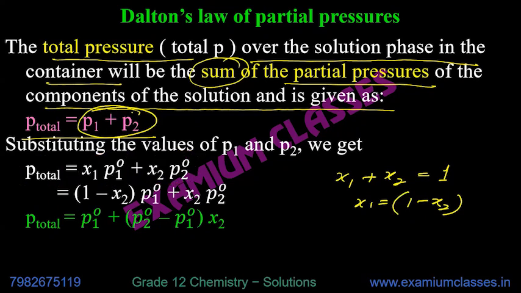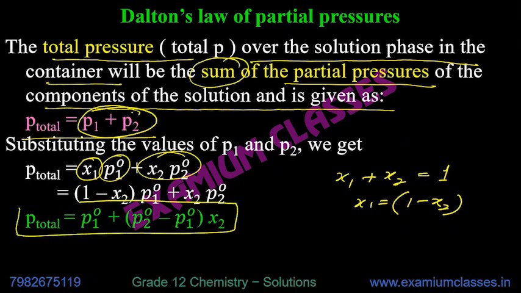And I'll substitute x1 in this place. I'll write 1 minus x2, P1 naught as it is, x2, P2 naught as it is. So from here, I'll get this relationship. When I simplify this one, I'll get P total equals P1 naught plus P2 naught minus P1 naught x2. You can use this formula as it is. In numericals, you can use this formula as it is.